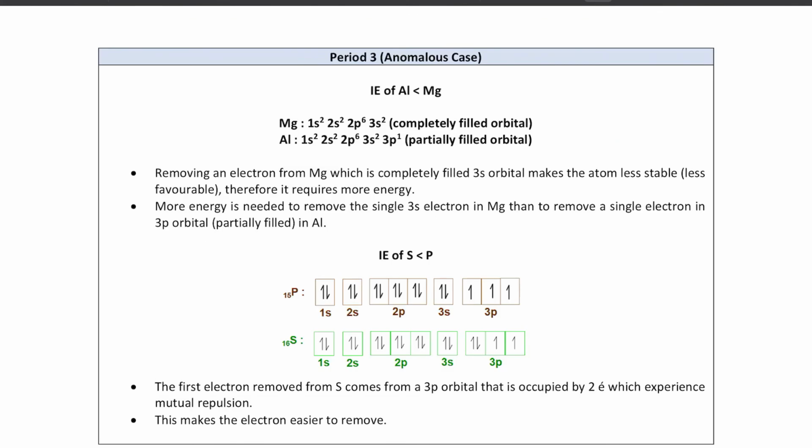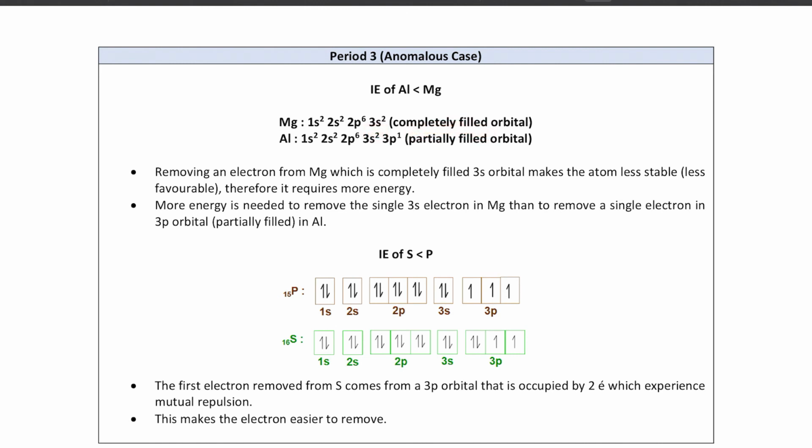Okay, so next kita nak tengok anomalous case untuk period 3 pula. Okay, ionization energy of Al is lower than Mg ataupun Mg is higher than Al lah. So kenapa? Jom kita tengok electronic configuration. Magnesium stop dekat 3s2 while for aluminium stop dekat 3p1. So 3s2 is completely filled or fully filled orbital lah. Tapi 3p1 macam case tadi, dia ada 3 orbital tapi 1 elektron je yang fill in. So maksudnya ini dipanggil sebagai partially filled orbital.